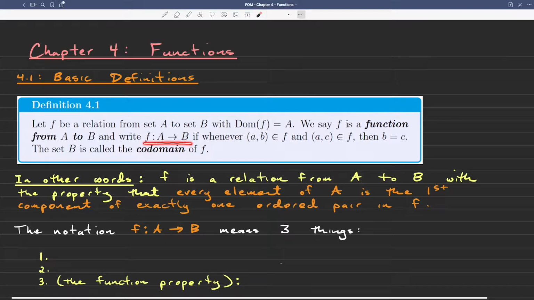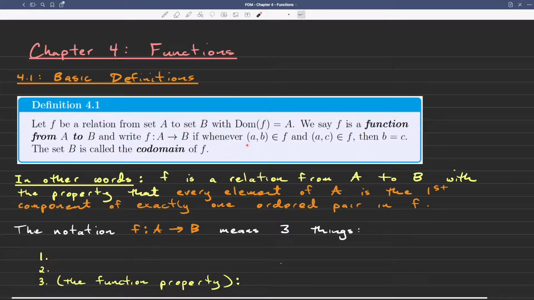The key property of being a function is this: if you have two ordered pairs in the function that have the same first component, then the second components must be equal. In this notation, f colon A arrow B, the first set is the domain of the relation, and the second set is called the codomain. The set B is not exactly the range of the function, but it contains the range.